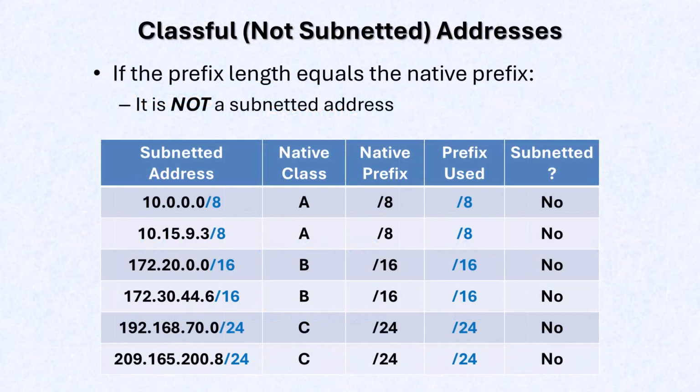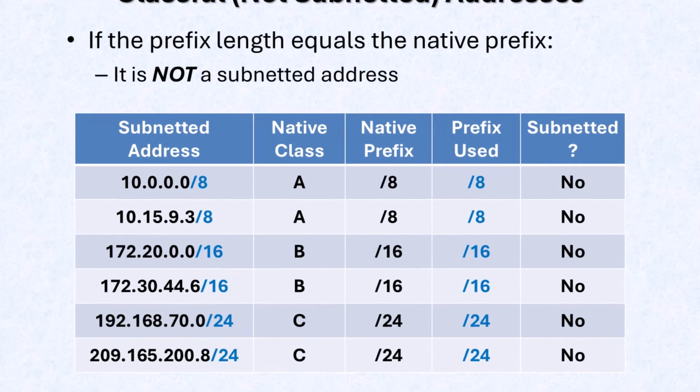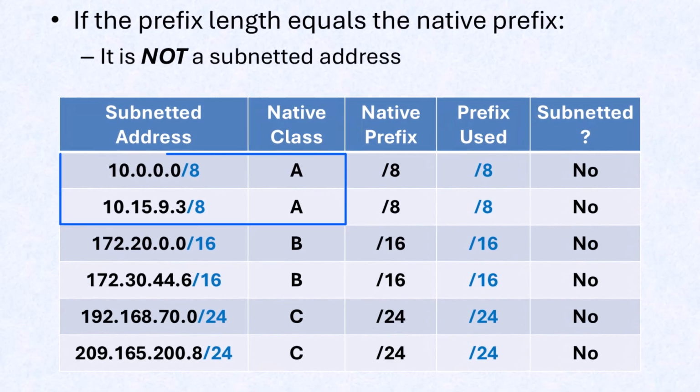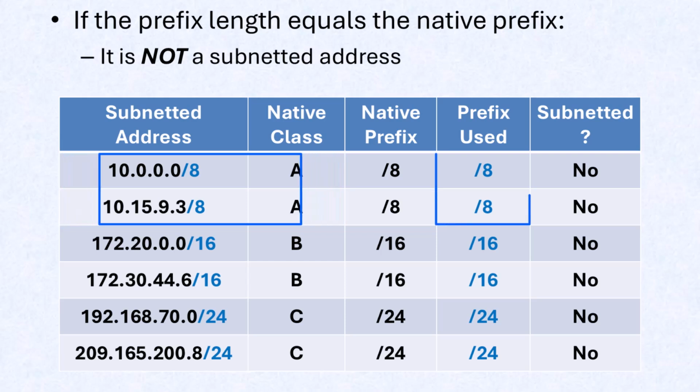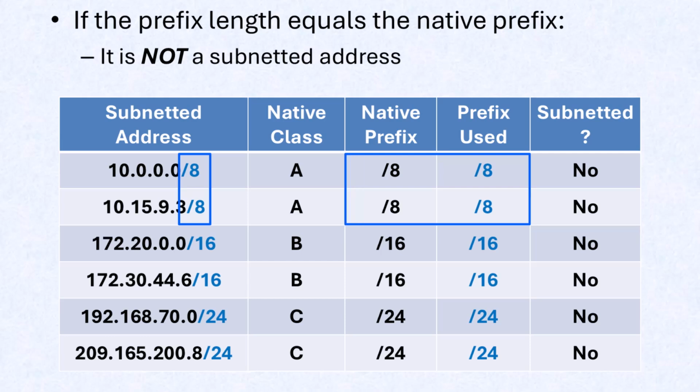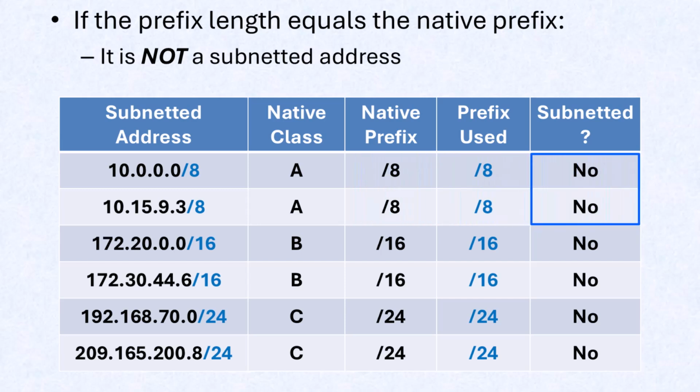We can use the prefix length to quickly determine if an address has been subnetted. If the prefix length specified in the address equals the native prefix, the address has not been subnetted. Consider the first two Class A addresses. The prefix length used is /8. This equals the native prefix because Class A addresses have 8 network bits. This means these addresses have not been subnetted.